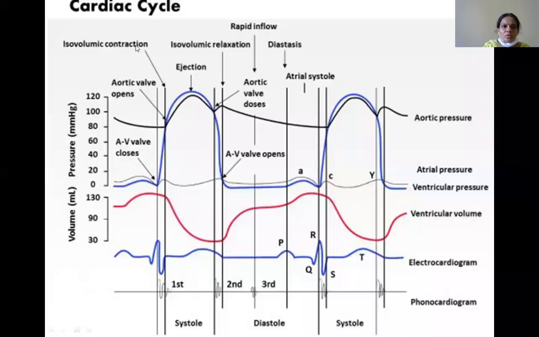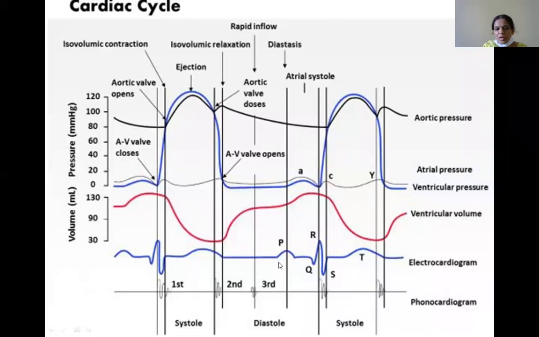So what do you know about this cardiac cycle? As you all know, the cardiac cycle consists of systole and diastole: the contraction phase, systole, and the relaxation phase, diastole. So let us begin with atrial contraction. What happens during atrial contraction? This begins with the P wave.